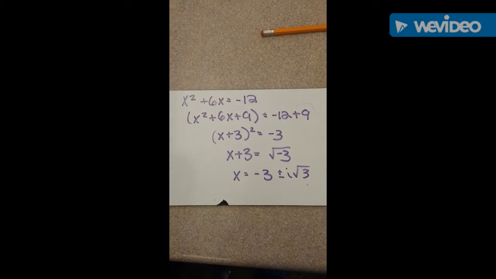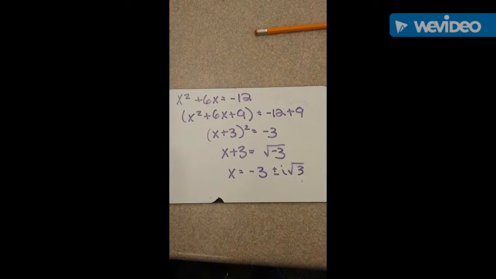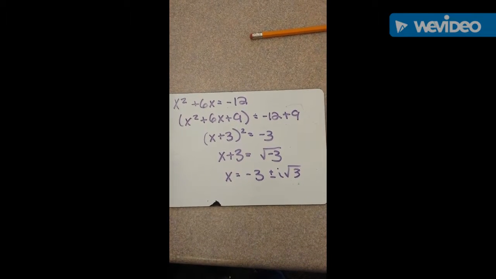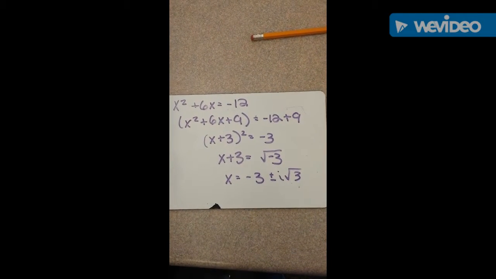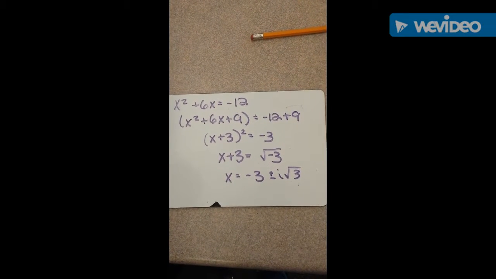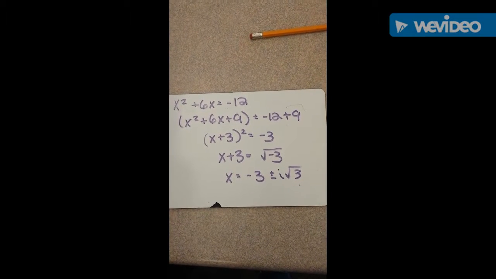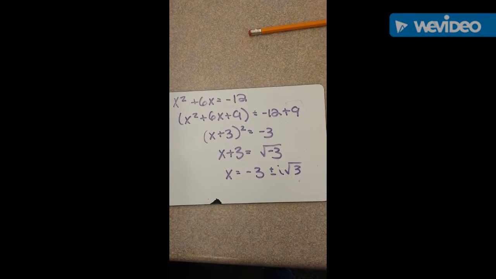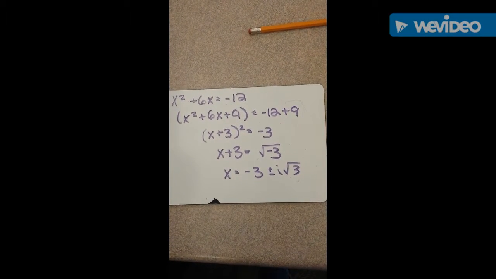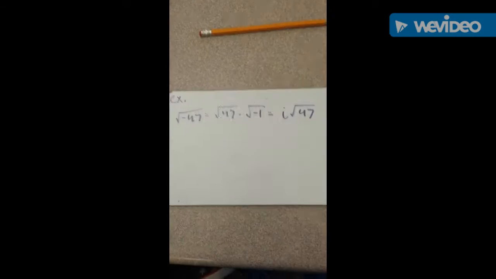For example, this is an equation you can do. x squared plus 6x equals -12. In parentheses, x squared plus 6x plus 9 equals -12 plus 9. In parentheses, (x plus 3) squared equals -3. And then x plus 3 equals the square root of -3. So that means x equals -3 plus or minus i times the square root of 3.